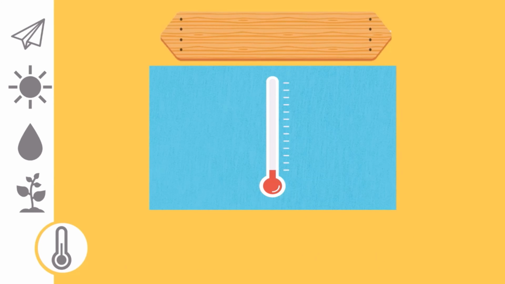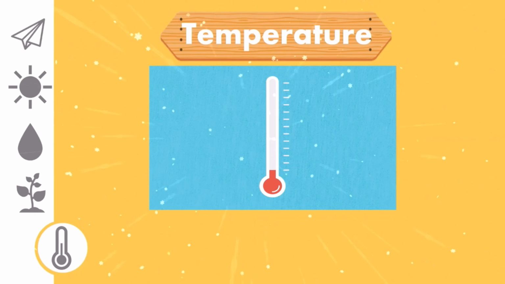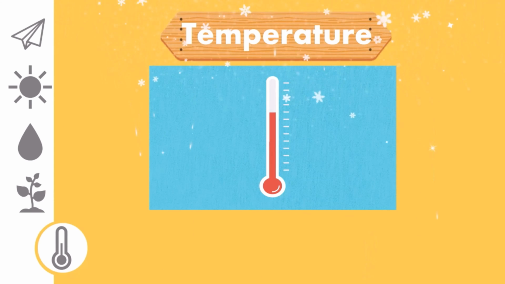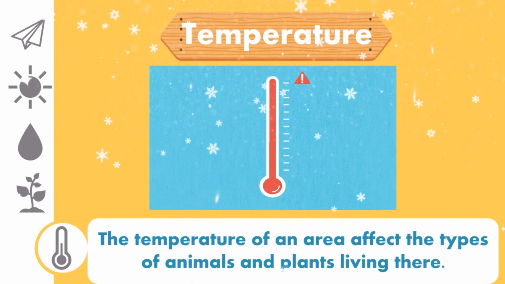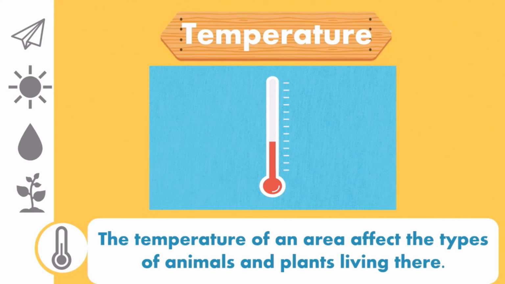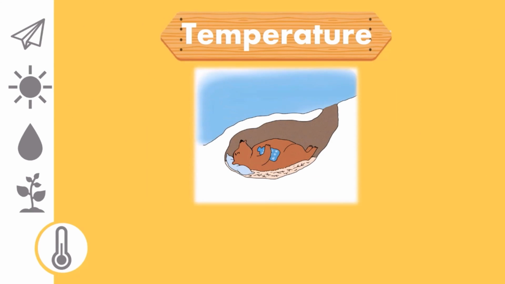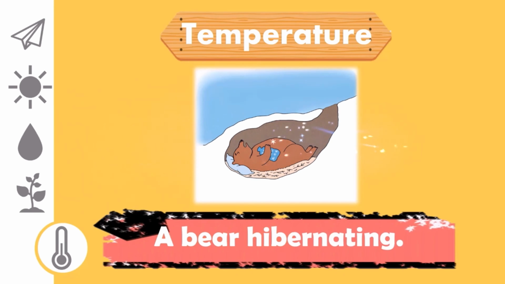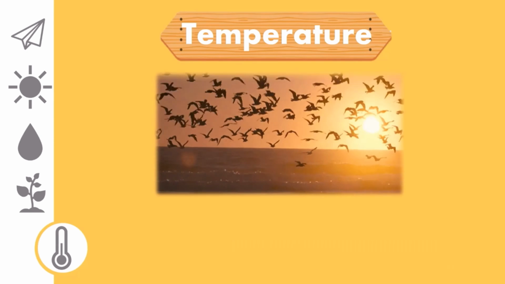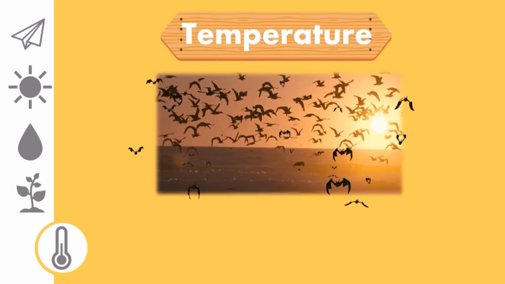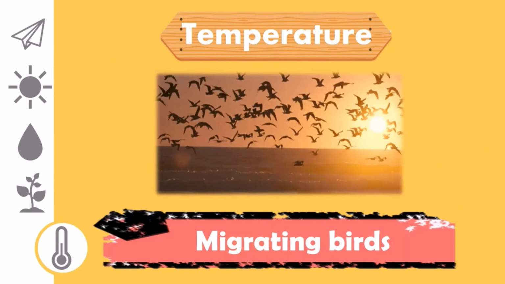And lastly, temperature. The temperature of an environment depends on the amount of sun rays that reaches the place. It can be hot or cold. Take for instance, during winter, most animals such as polar bears will hibernate by going into a deep sleep to survive without food. Another example is when birds avoid winter by migrating or traveling to warmer places where they can find food and shelter.